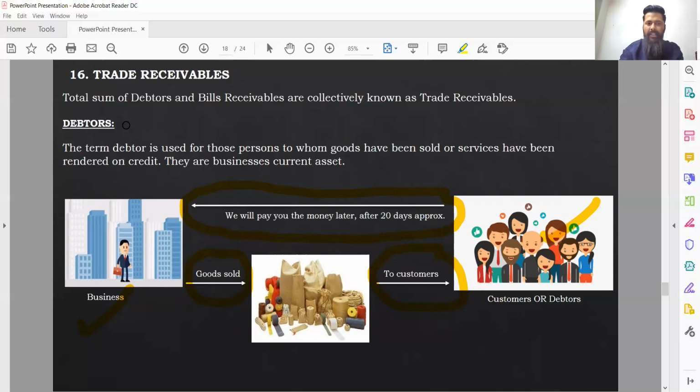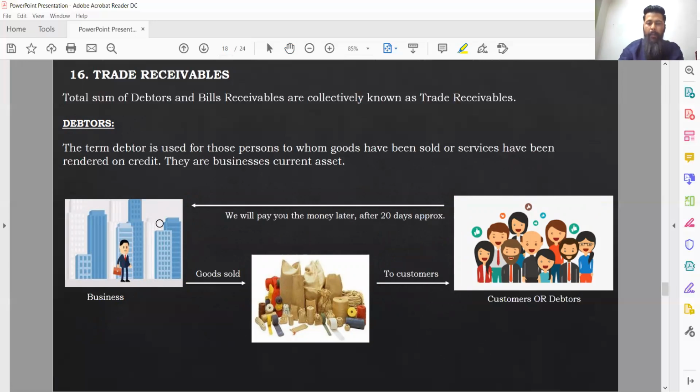This term is pronounced as debtors. The B remains silent. So by far, the meaning of debtors is the person who owes a certain sum of money to the business.